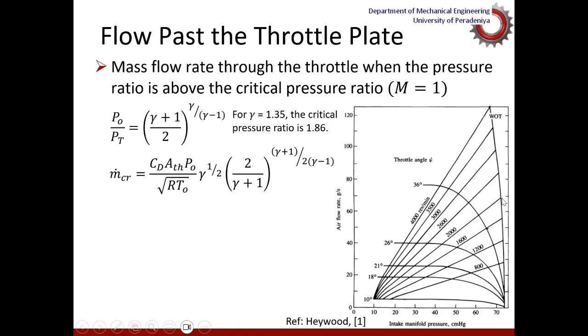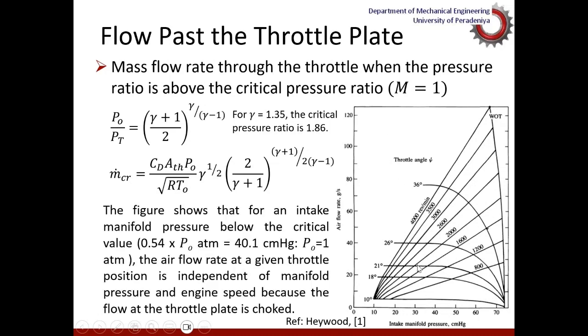conditions. So this is wide open throttle, and these are different speeds. And you can see now when the pressure is beyond the critical pressure ratio, that is 1.86, P0 over PT is 1.86, and PT over P0 will be 1 upon this one, which we earlier looked at, which is 0.54. And if the environmental ambient condition is 1 atm, then that pressure value in terms of centimeter mercury is 40.1.